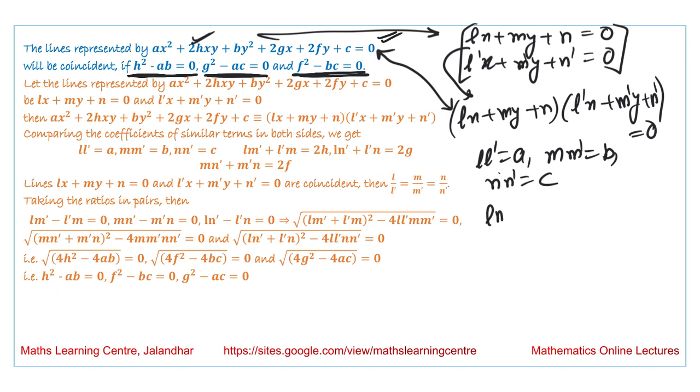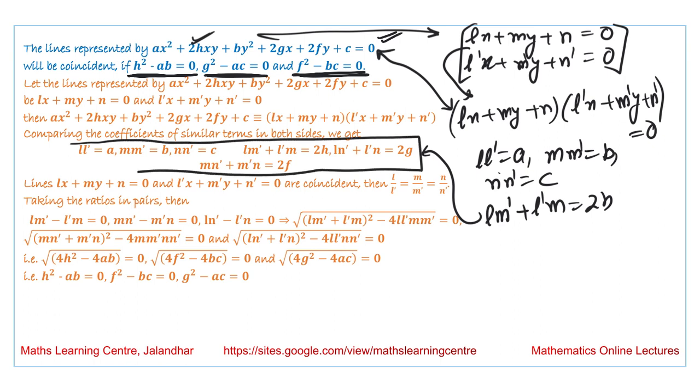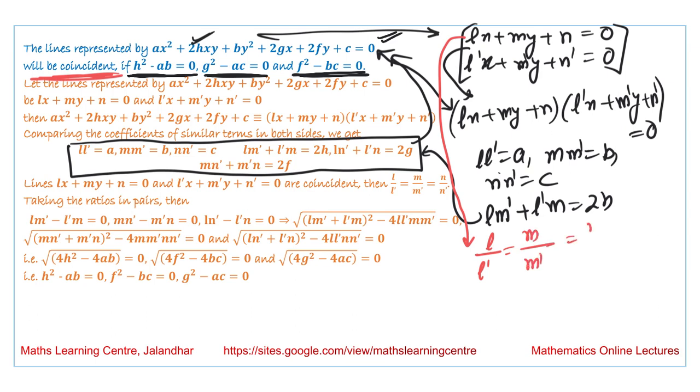Similarly, we will have l m' + l' m = 2h. So these are the conditions that we are obtaining by comparing these values. Now, we are talking about the case where the two lines are coincident. If these two lines are coincident, then from this condition we will have l/l' = m/m' = n/n'.